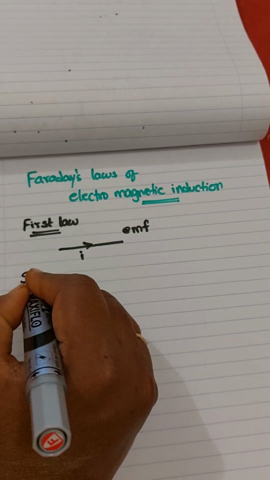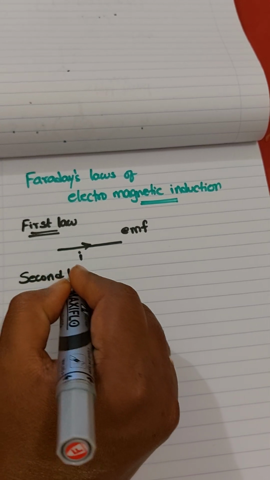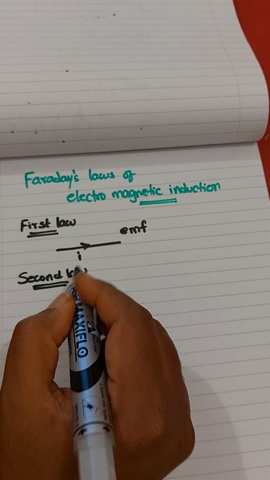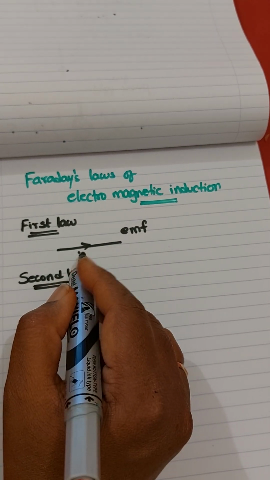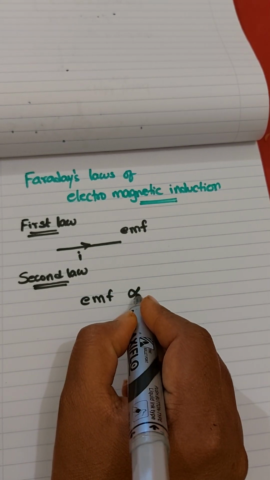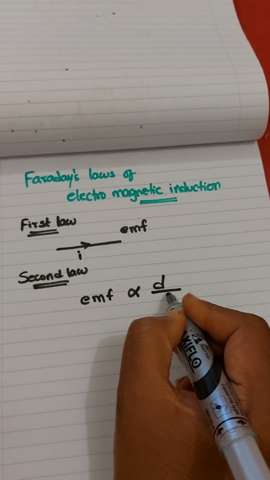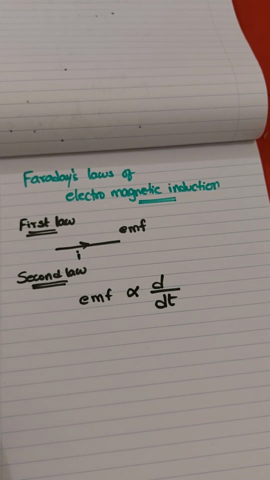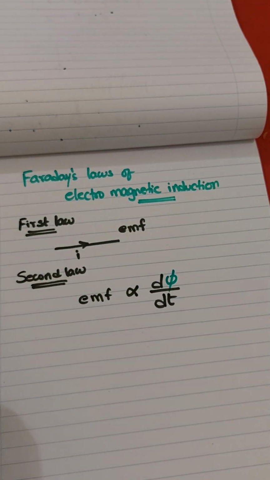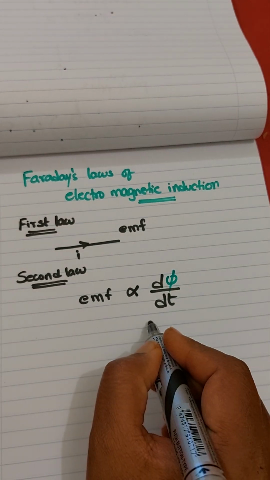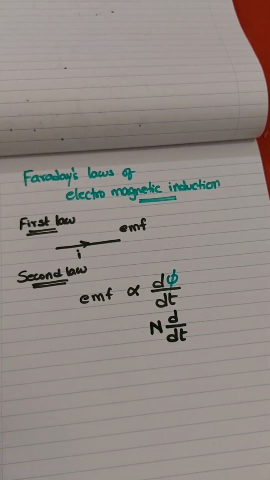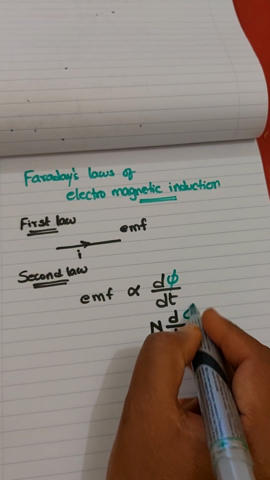Then what is the second law saying? The second law is talking about the magnitude of this induced EMF. The EMF induced is directly proportional to the rate of change of flux linkage, or to the product of number of turns and the rate of change of flux linkage.